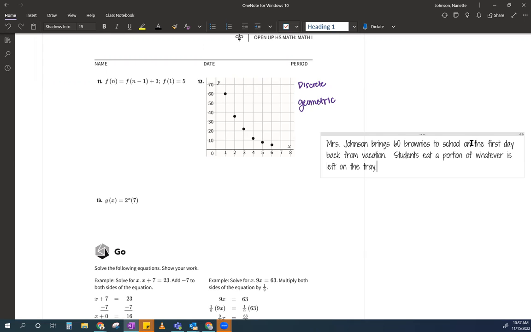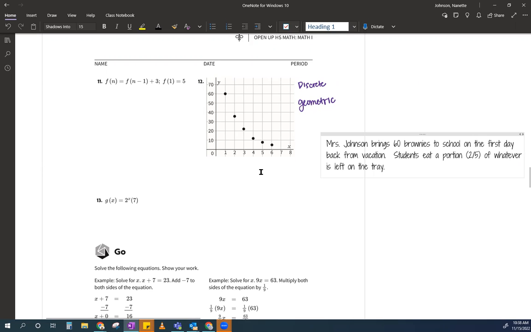I'm trying to think of the portion here. I'm going to pretend that this is the number 36. So 36 of 60 would be 6/10 or 3/5. And then what's 2/5 of 36? Yeah, that kind of works. Eat a portion. I'm just going to say 2/5 of whatever is left on the tray. Done. There's my context. It's brownies.